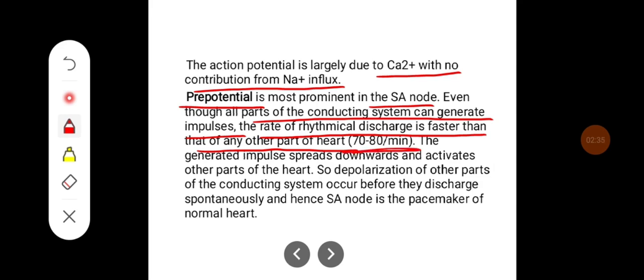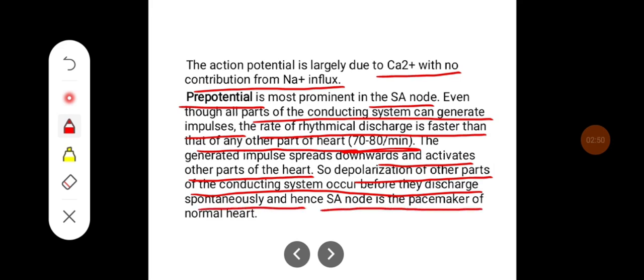The generated impulse spreads downward and activates the other parts of the heart. So depolarization of other parts of the conducting system occur before they discharge spontaneously, and hence SA node is the pacemaker of normal heart.